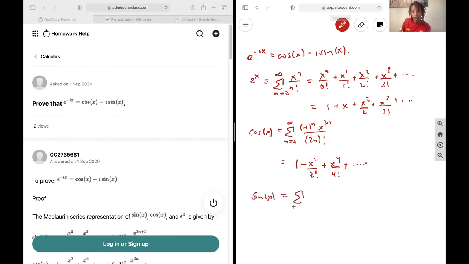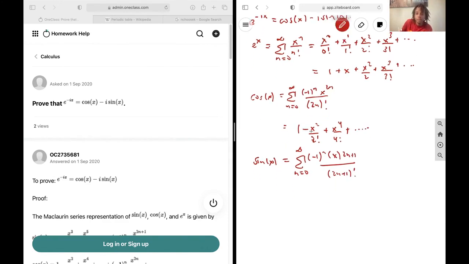Sine x, let's just finish this up, would be the summation of negative 1 to the n, x to the power of 2n plus 1 over 2n plus 1 factorial. And so that would be the missing terms here. It would be x minus x cubed over 3 factorial plus x to the 5 over 5 factorial plus, continue.